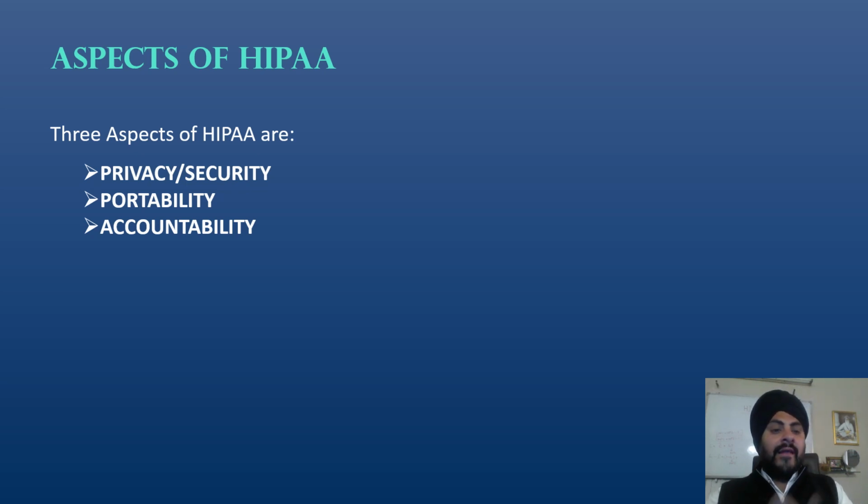So basically there are three aspects of HIPAA. The first one is privacy and security, which set the standards for the protection of healthcare information. Then we have portability, to transfer and continue health insurance coverage between employment gaps. Then accountability, which reduces healthcare fraud.